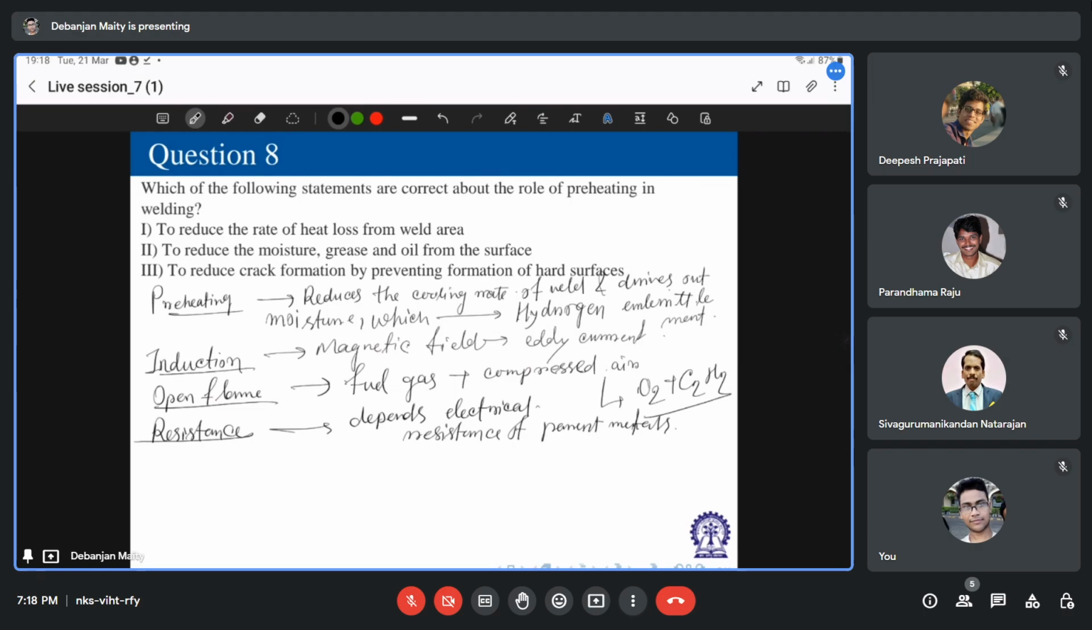So coming to the question, what will be the correct one? It says that it reduces the rate of heat loss from the weld area. Yes, it reduces the heat loss from the weld area. It reduces the moisture, grease, and oil from the surface also. And it also reduces crack formation by preventing formation of hard surfaces.